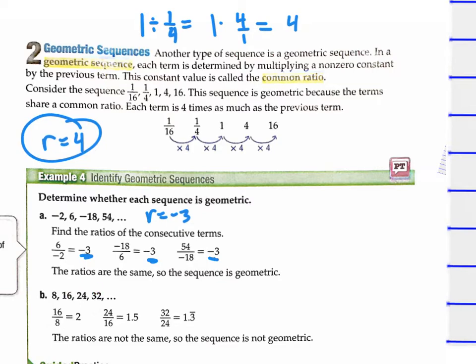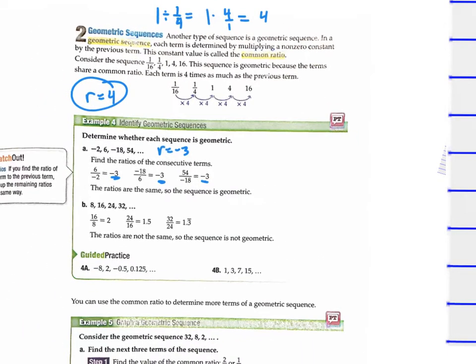Look at this next one. If you go 16 divided by 8, that's 2. If you go 24 divided by 16, that's not 2, that's 1.5. If you go 32 divided by, so you don't even have to do the last one. If they're not the same common ratio, then it's definitely not geometric, all right? Now, if it had a common difference, then it would be arithmetic, okay? It's that simple. And that's all we're really doing today.